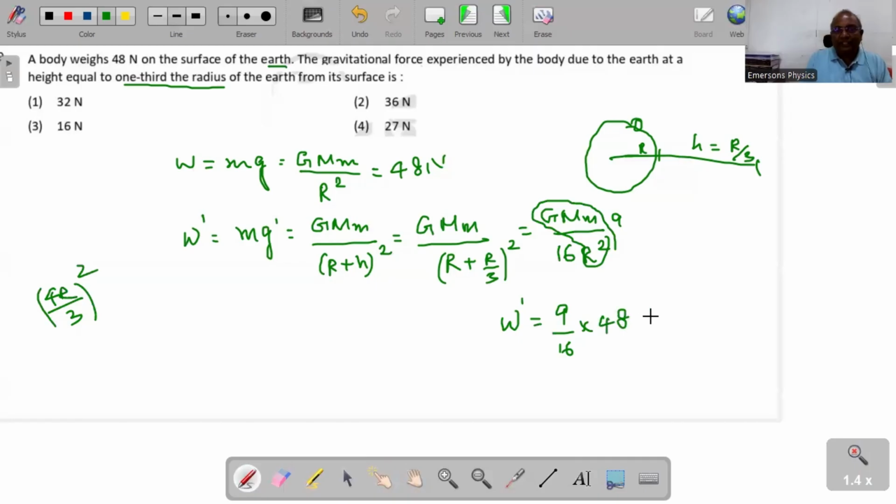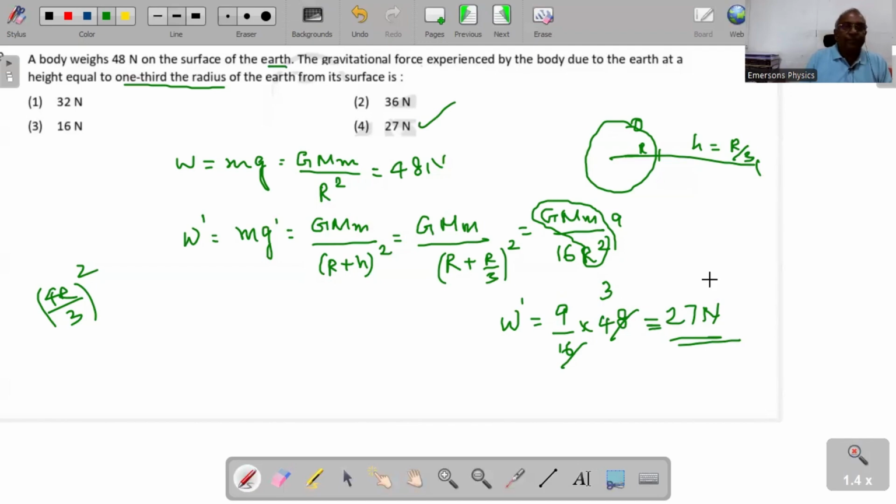48. Okay, this goes in 3 times. 3 into 9, 27 Newton is the weight. So when we go higher and higher, the weight of the body will decrease, because as we go up, the acceleration due to gravity reduces, so the weight automatically reduces.